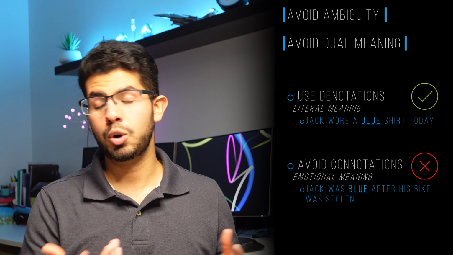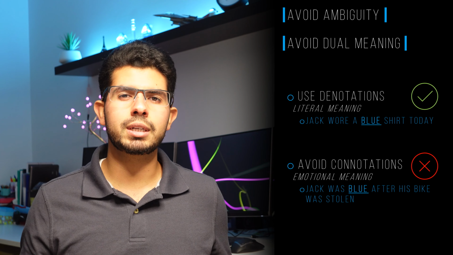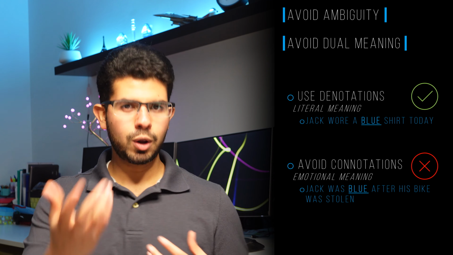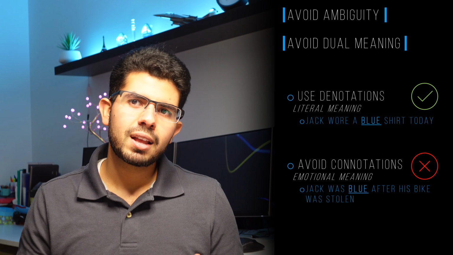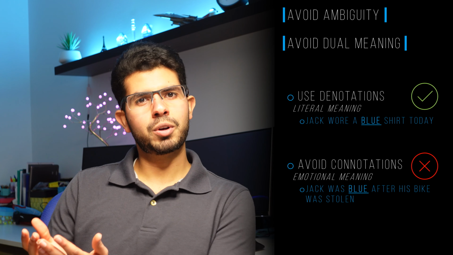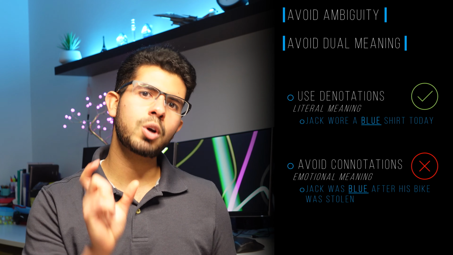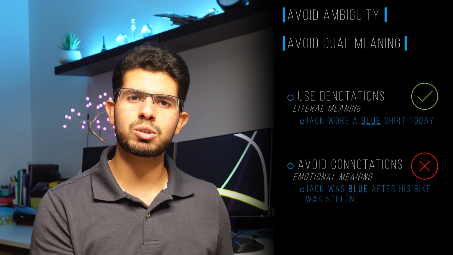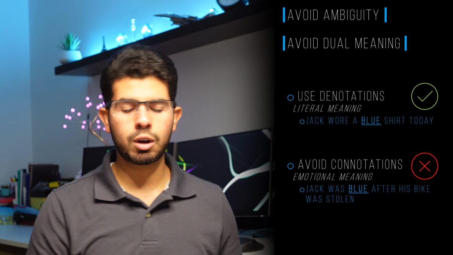And also with respect to connotations, avoid them, because they're kind of the emotional meaning attached to the phrase or the sentence. So, if you say Jack was blue when his bike got stolen, what does blue mean? We know it means that he was scared, right? But within a scientific context, the reader will go, wait, hold on a second, red blood cells went blue? Well, do you know what I mean? Like, so don't use the emotional meaning or connotations. Use denotations, which is the literal meaning of the word.